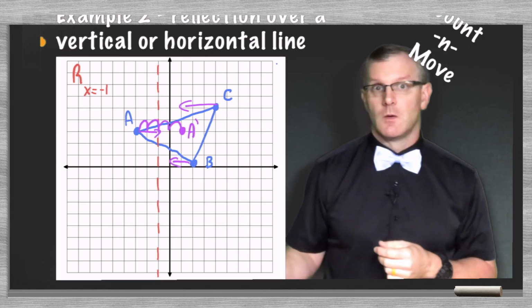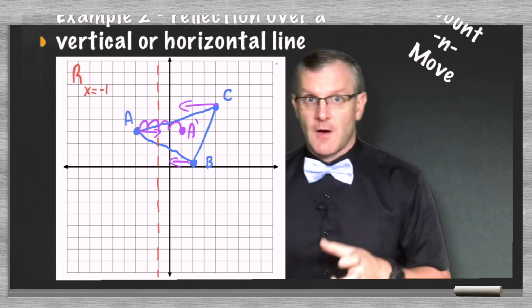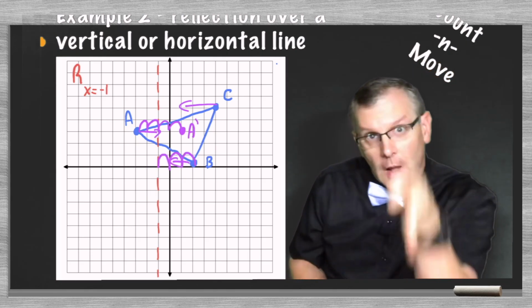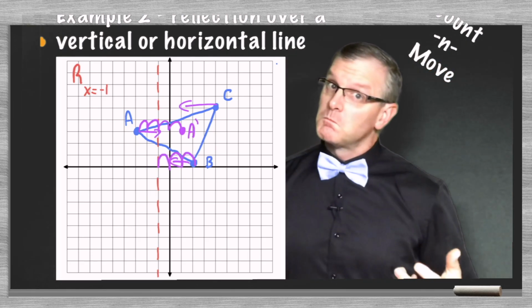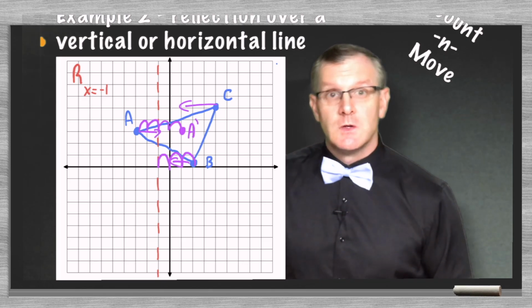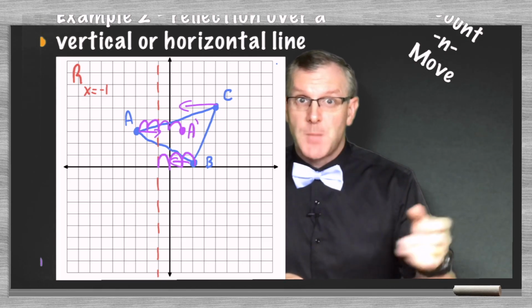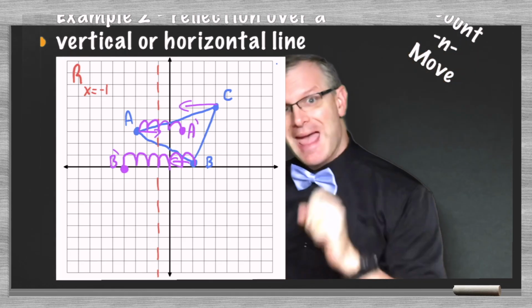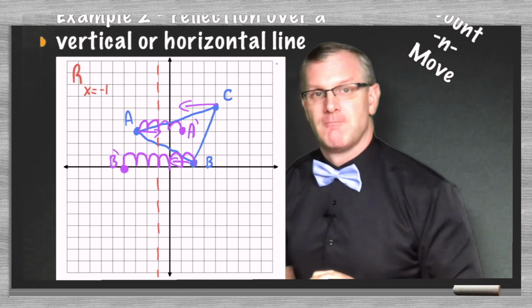We look at B. Go ahead and look at B. Figure out, okay, count, move, count, move, count, move. How far is it to get to a line of reflection? It's about 3 points. So from the line of reflection to B prime, count, move, count, move, count, move. All right, there we go. We are at our new B prime.